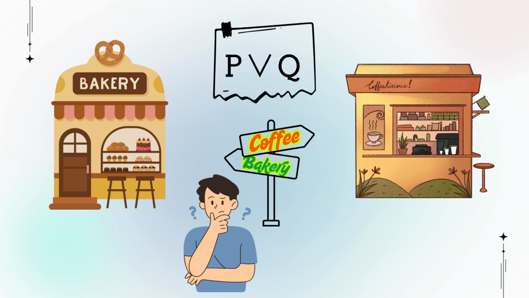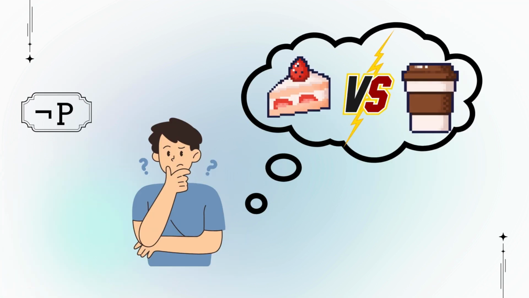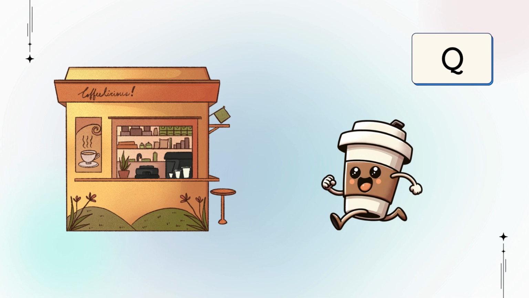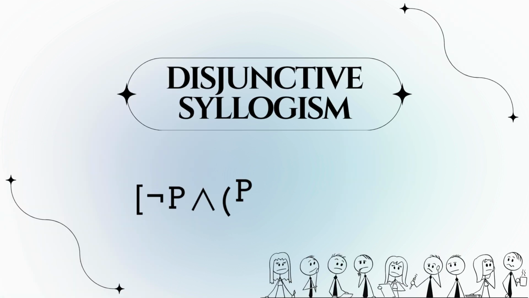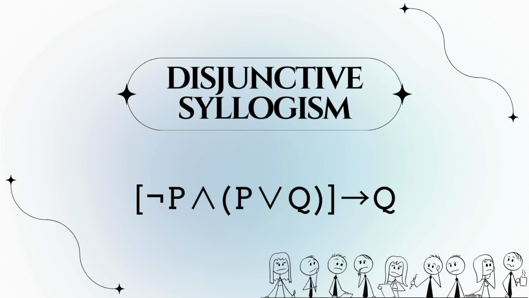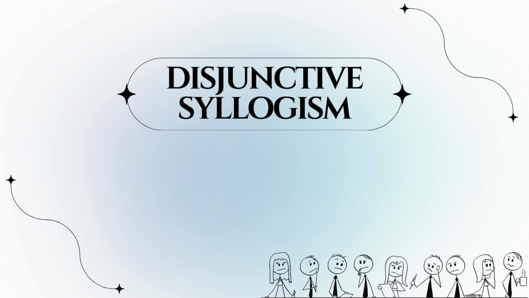Imagine this: you are standing outside a bakery, and you want either a slice of cake or a cup of coffee. But then you remember that you are avoiding sugar, so cake is out. So what's left? Yes, coffee. This is disjunctive syllogism, which is: not P, and P or Q, implies Q.